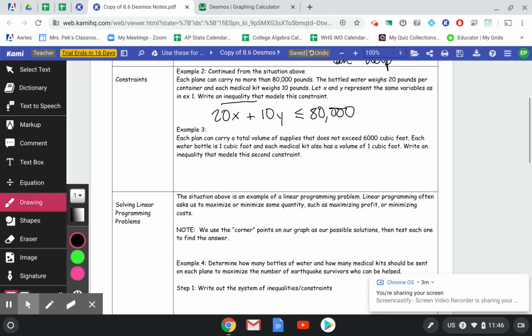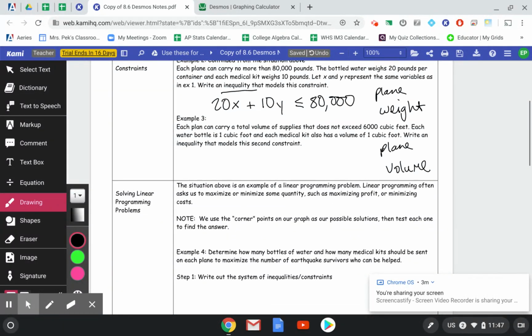All right, and then each plane can carry a total volume of supplies. So let's just mark this plane weight. All right, and now we're going to look at the plane volume. So these are different. The X and Y still represent the number of containers and medical kits we're going to send, but we're looking at different categories for each constraint.